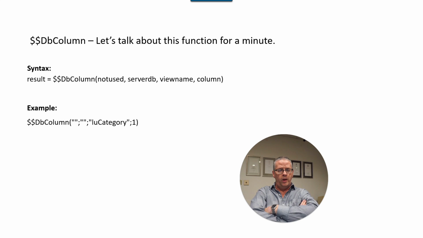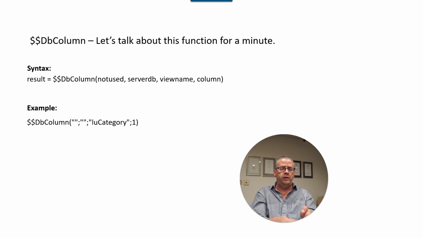The syntax is that DBColumn returns a list of values from a column in a view. Now, we have $DBColumn, so all of our functions are prefixed with a $. And there are several parameters here.